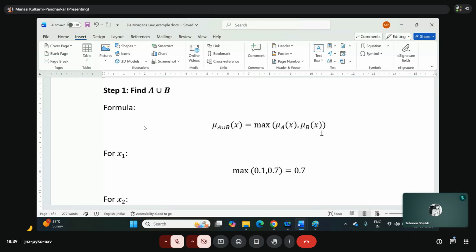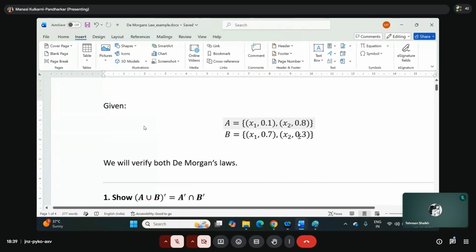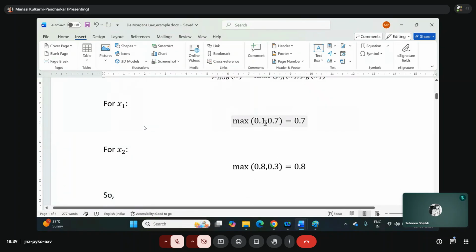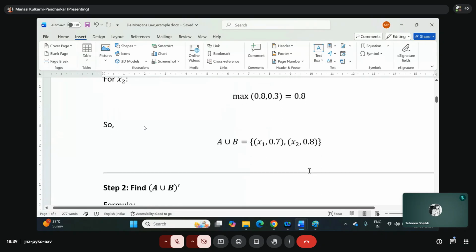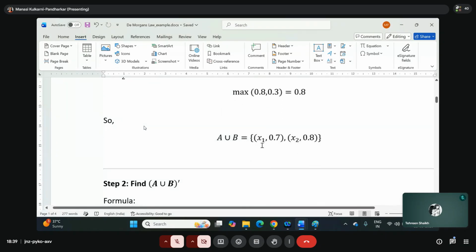Yes, ma'am. Okay. So what is the maximum membership of X1? बोलो मुझे X1 का maximum membership क्या है? 0.7. Am I right? 0.1 और 0.7 में max is 0.7 और X2 का 0.8 है. So can I say A union B will be X1 0.7 and X2 0.8? Am I right? Have you written this?